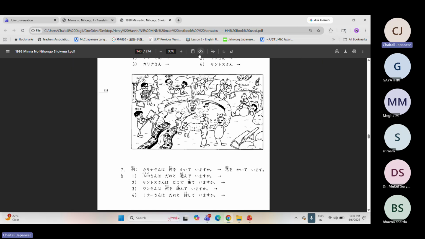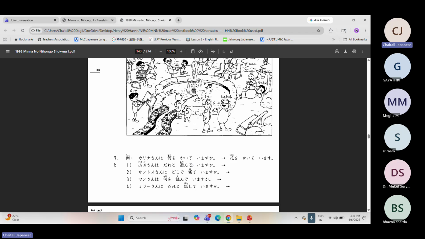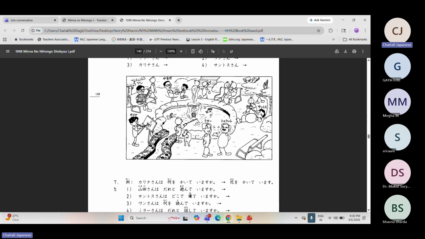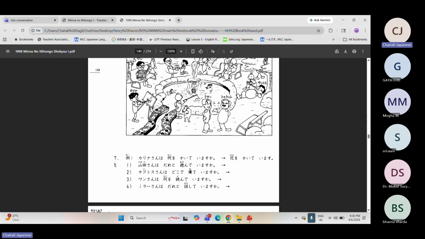Yeah. So what we are going to do here is read the sentence first. Karina-san wa nani o kaite imasu. So what is she doing? Look at Karina-san. So you can say she is drawing flowers. So, Hana o kaite imasu. She's drawing flowers.